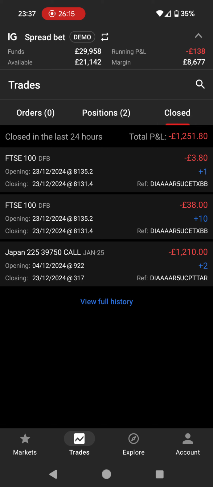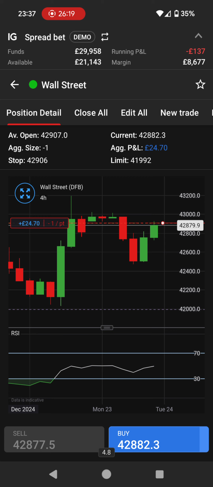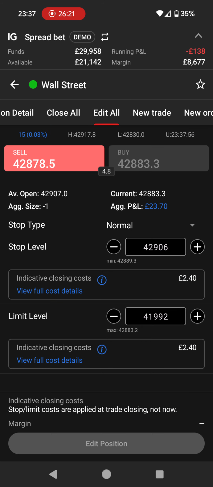There we go, we've got those closed trades. As you can see, the Wall Street one, you know, might move it a couple more points, like I say. So £3. So even if it absolutely shoots up, I will end up with, you know, even maybe £1 profit. But realistically, you'll probably end up with £3 profit.